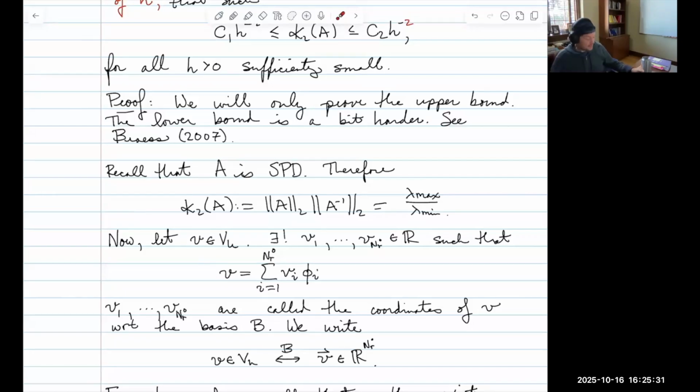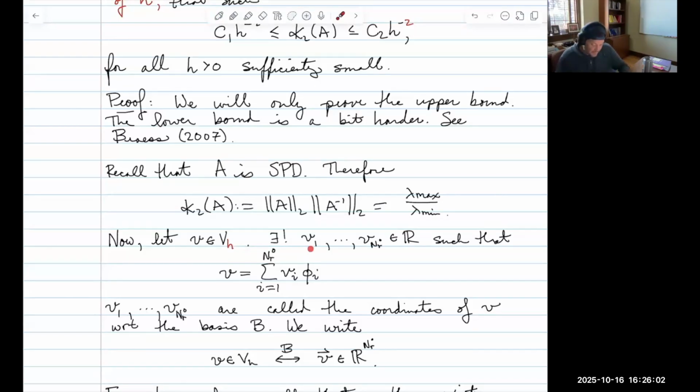And this analysis that you're about to see is what we use to essentially find out how big the biggest eigenvalue is and how small the smallest eigenvalue is. That's essentially it. Well, so let's let V be any function in V_H, our finite dimensional subspace.